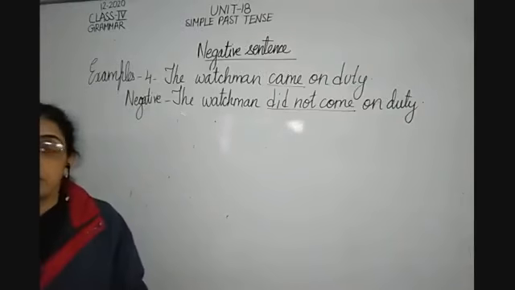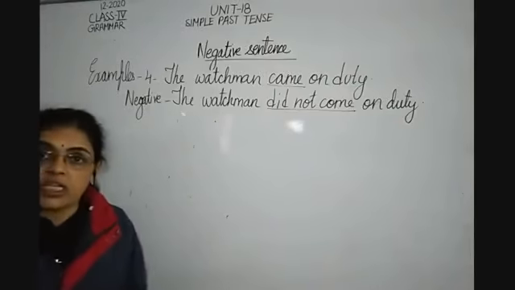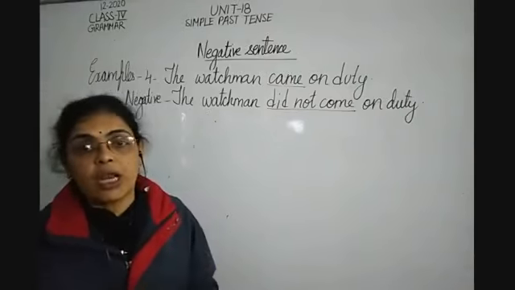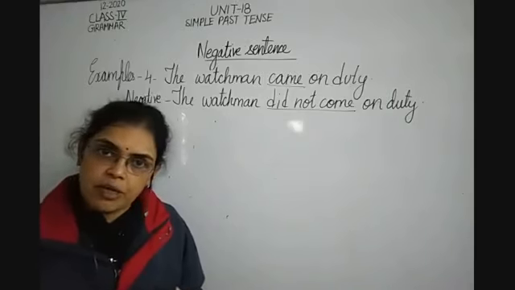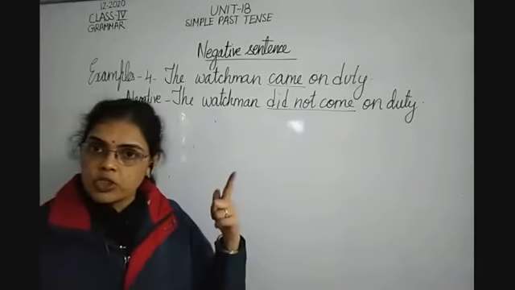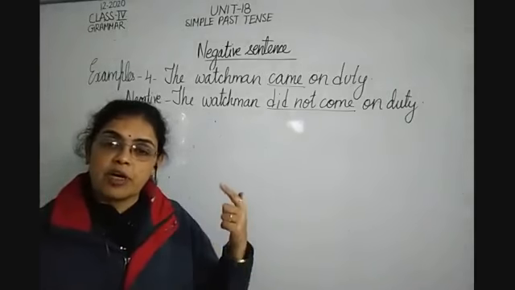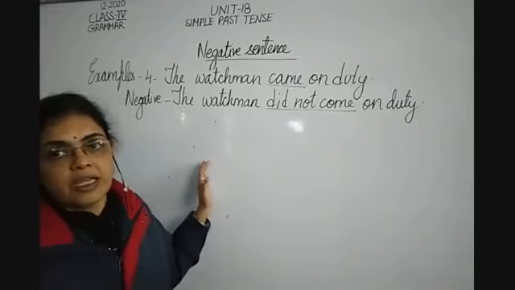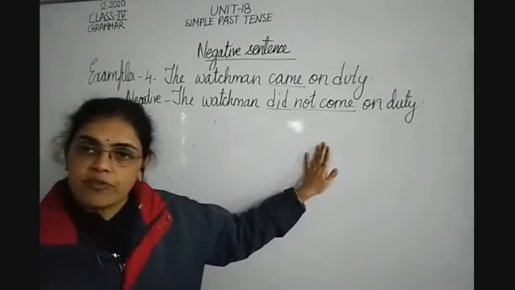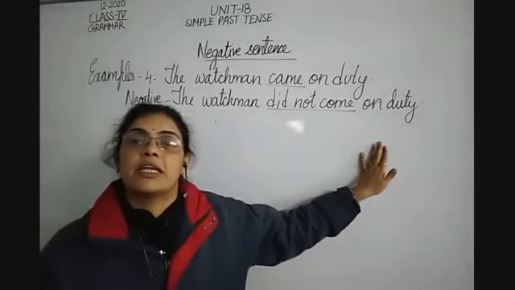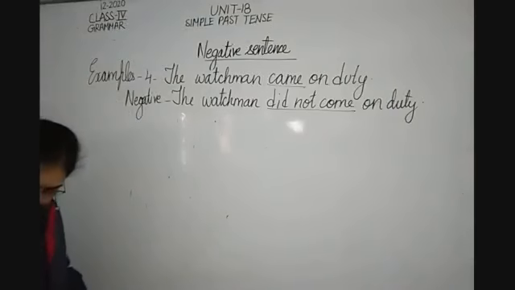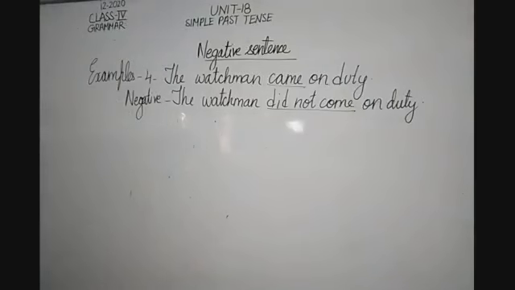So the things you need to remember while changing the sentence in past tense into negative sentence, first of all, identify and underline the verb. Then you need to remember that you need to bring back the verb to its root form, add did not before the verb, then the subject did not plus the root form of the verb and the remaining sentence. So your negative sentence is ready. Now, the next sentence.